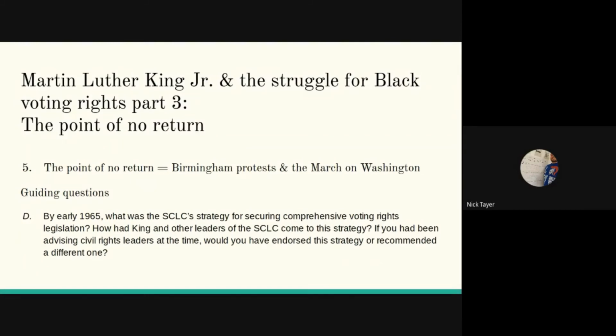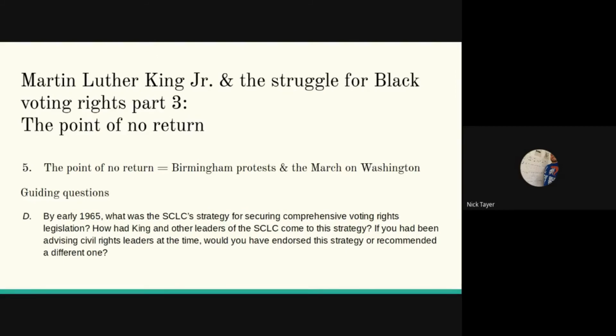By early 1965, what was the SCLC strategy for securing comprehensive voting rights legislation? How had King and other leaders come to this strategy? If you had been advising civil rights leaders at the time, would you have endorsed this strategy or recommended a different one?